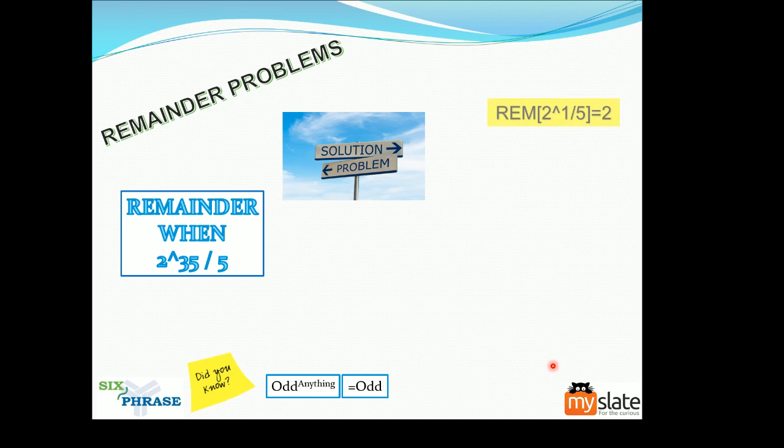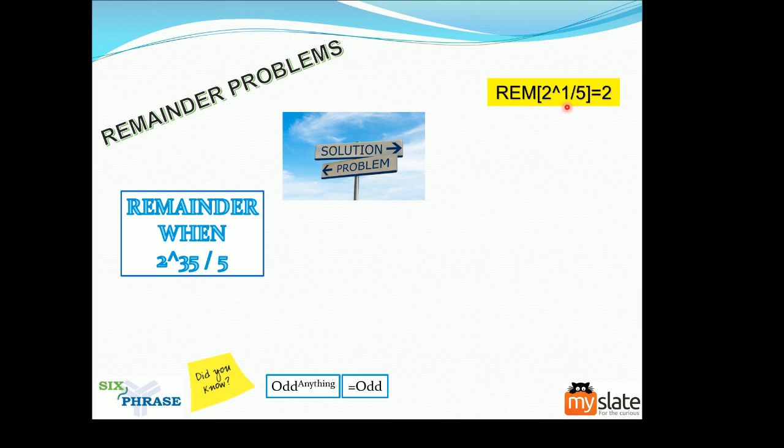Now the first step in all these types of problems is, you don't know what is 2 power 35 divided by 5, or to be more specific, you don't know what the remainder of 2 power 35 divided by 5 is. But you can find the remainder of 2 power 1 divided by 5. That is easy to do, right?